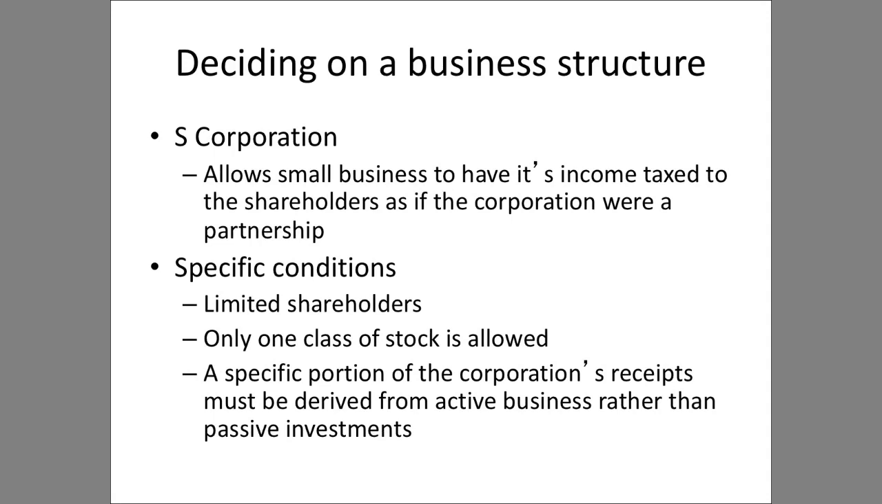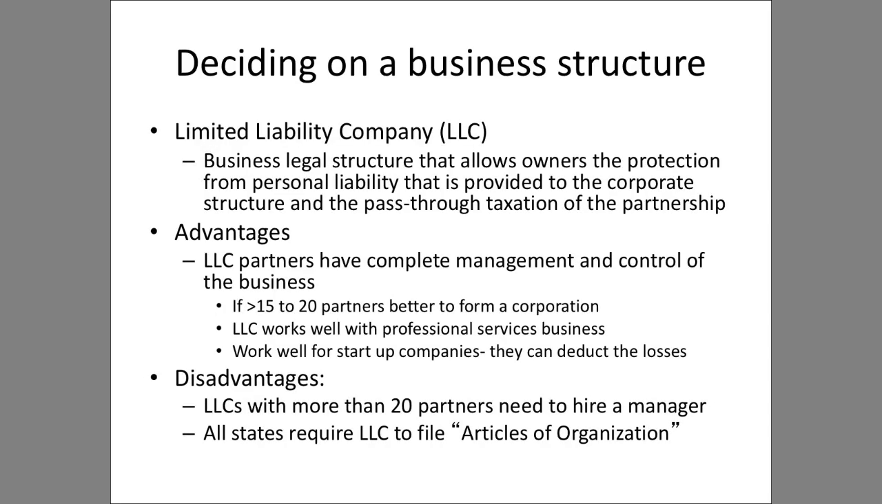Most pharmacy businesses look into what's called an S corporation. S corporations allow small businesses to have their income taxed to the shareholders as if the corporation were a partnership. The specific conditions for an S corporation include limited shareholders, only one class of stock is allowed, and a specific portion of corporation receipts must be derived from active business rather than passive investments. The business legal structure allows owners the protection from personal liability that is provided to the corporate structure and the pass-through taxation of a partnership.